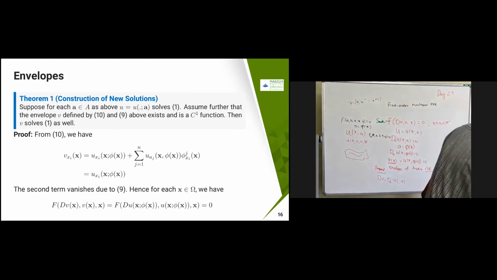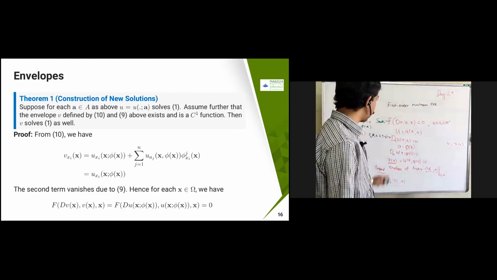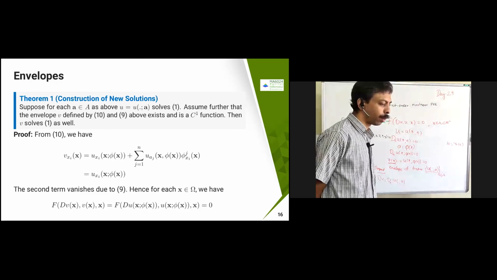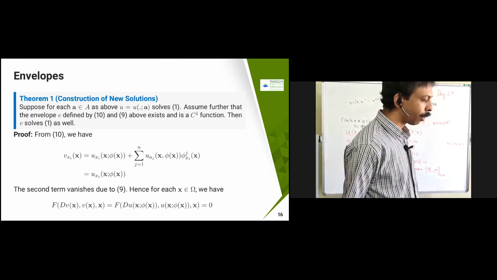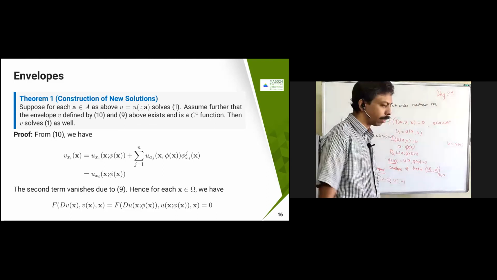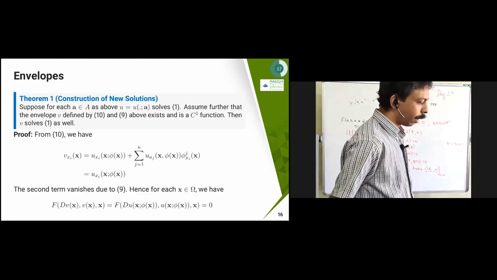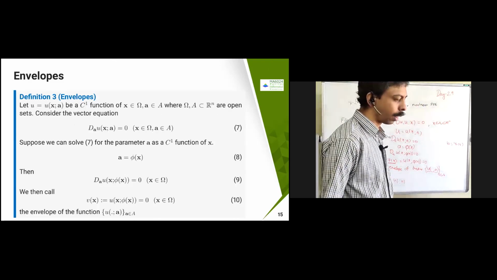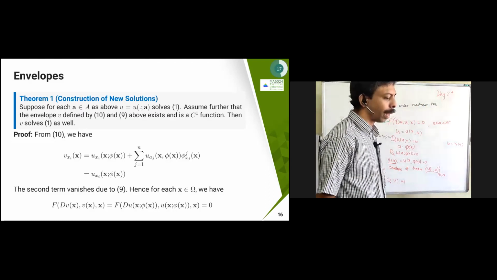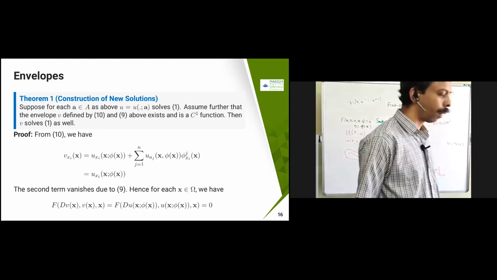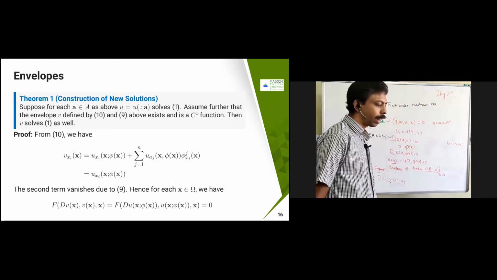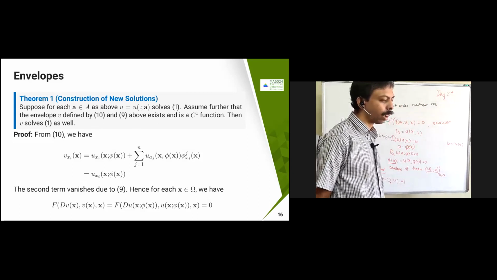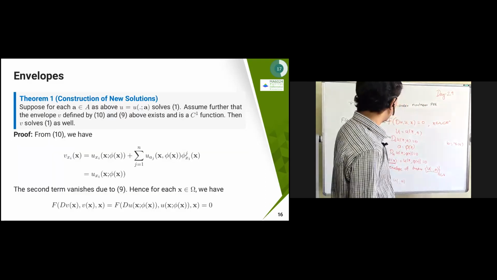So what we have is, suppose for each a in A, okay, as in this envelope case, u equal to u of x semicolon a is C1. Also assume further that the envelope defined by equations 10 and 9 exists. Okay, for the envelope we need these conditions, of course including equation 8. If such a v defined by 10 and 9 exists, and that is also a C1 function, then what we are saying is that v solves the original nonlinear PDE.